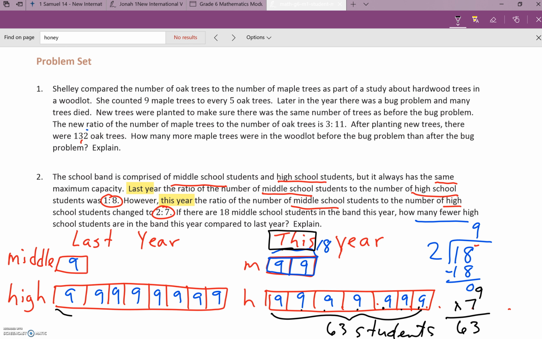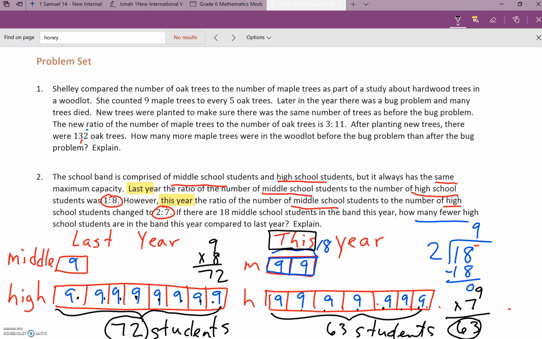Last year, we need to figure it out as well, because when we're talking fewer, we have to compare those two. So there's 1, 2, 3, 4, 5, 6, 7, 8. 9 times 8 is 72. So now, last year they had 72 students. When I'm finding out how many fewer students there are, I need to subtract. Fewer refers to subtracting. 72 minus 63 gives me 9. So my answer is there is 9 fewer students.